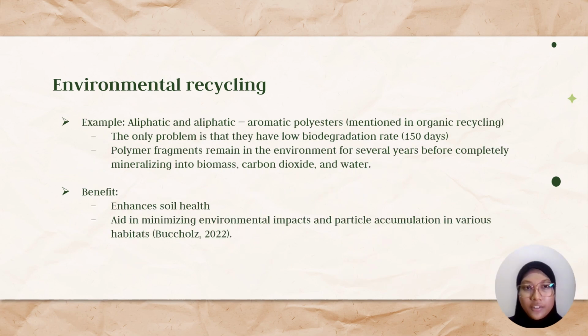An example of environmental recycling polymer is aliphatic and aliphatic aromatic polyesters. The only problem is that they have a low biodegradation rate of 150 days, which is very slow considering that they would cause polymer fragments to remain in the environment for several years, or completely mineralizing into biomass, carbon dioxide, and more. However, there are benefits to environmental recycling polymers, which are enhancing soil health and also aid in minimizing environmental impacts and particle accumulation in various habitats.